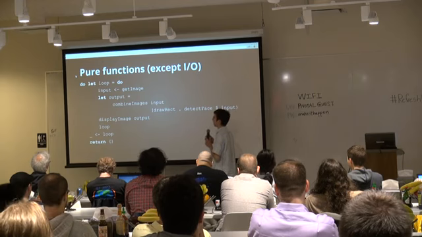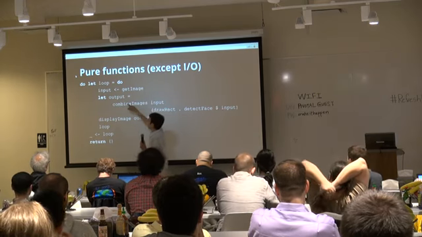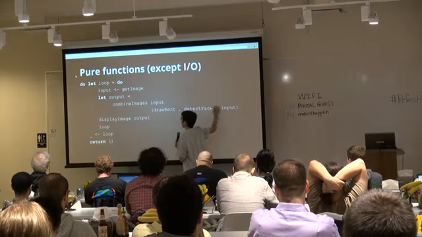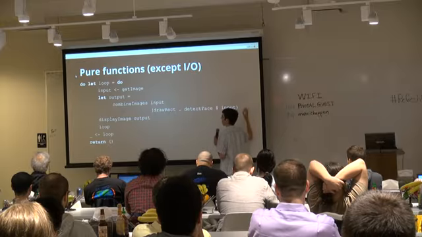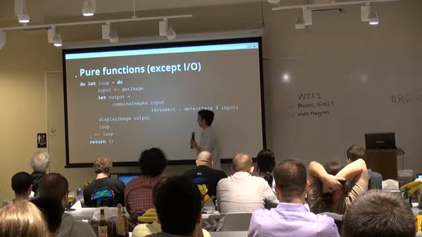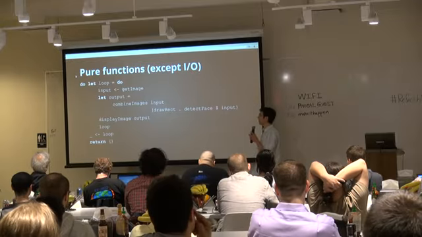We have a loop, and here we're in the I/O monad. We extract the image from the camera. We have this pure functional expression, no I/O at all at this stage, where we process the input into an output, and then we display it. And we have a loop. So this is how we would like to do it.